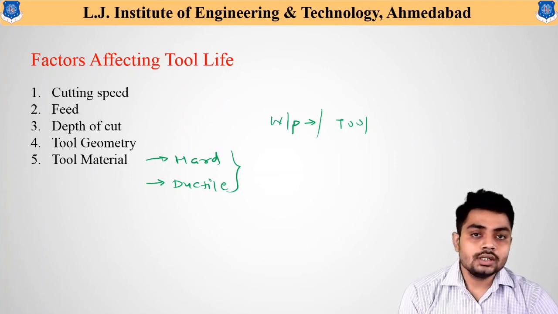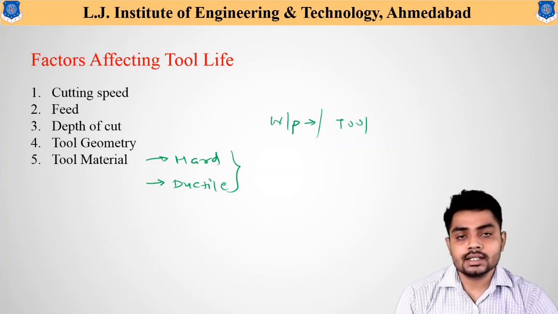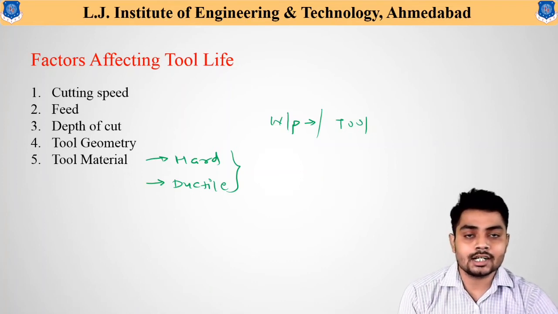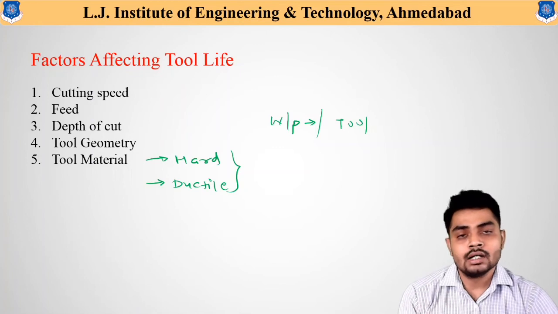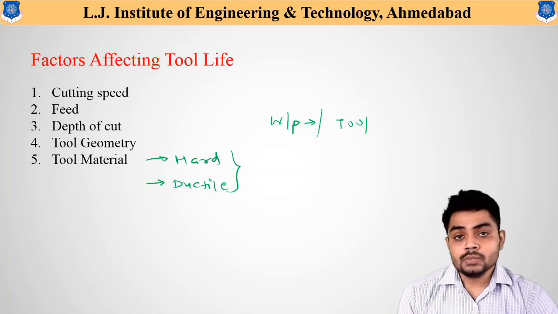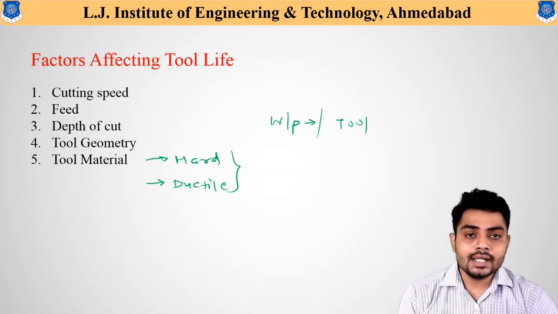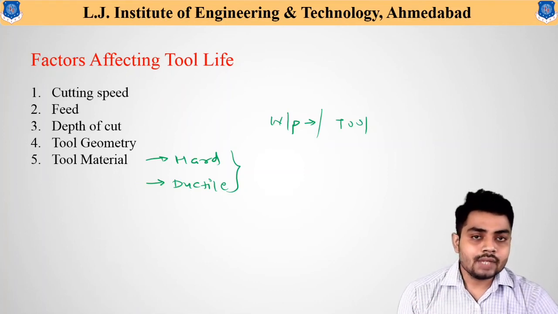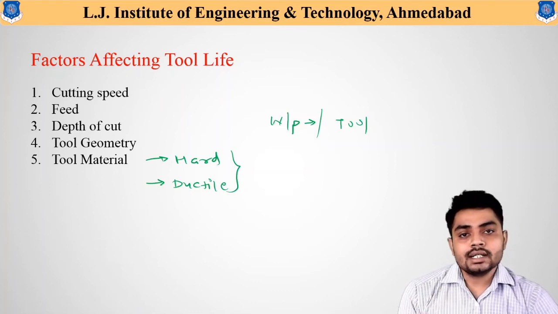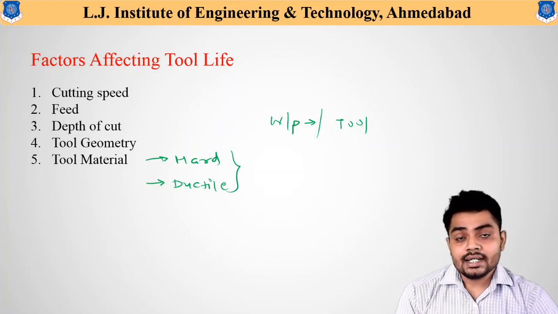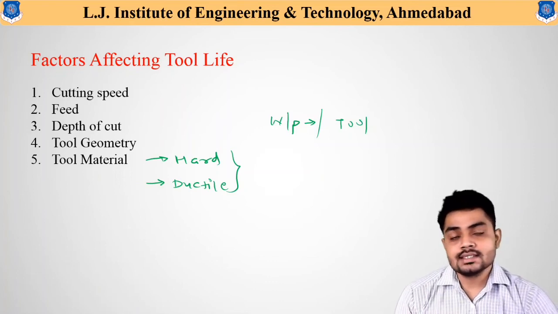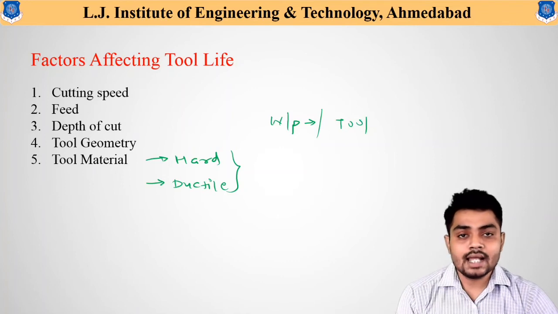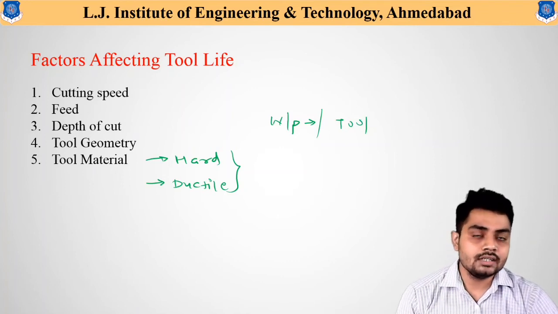So this tool is not able to remove the material from the workpiece because the workpiece is comparatively harder, so there are no chances of removal of material. So the tool material needs to be selected based on the workpiece material available, and always keep in mind that the tool material needs to be comparatively harder than the workpiece material, because this will help to remove the material from the workpiece.